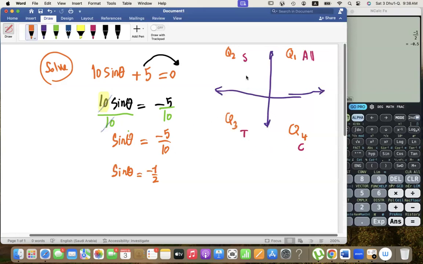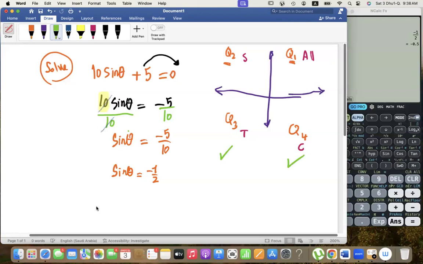So this means that sine is positive in quadrant 1 and quadrant 2, because in quadrant 1 all of them are positive. So sine is going to be negative where? In quadrant 4 and quadrant 3. So our solutions are going to be in quadrant 3 and quadrant 4.